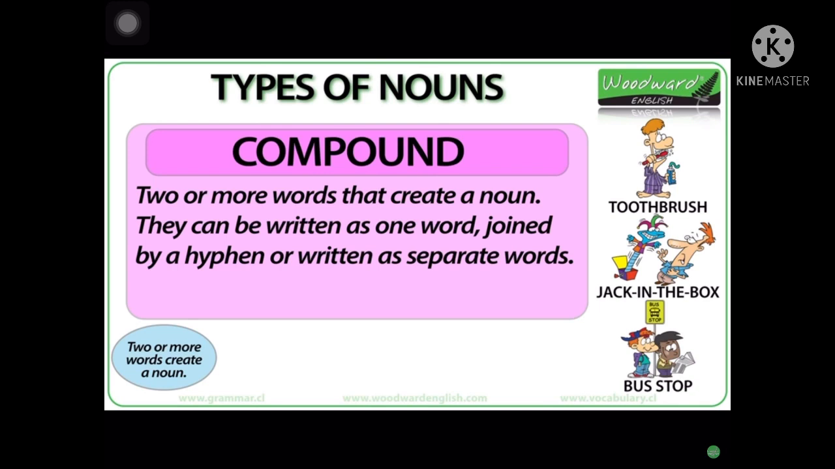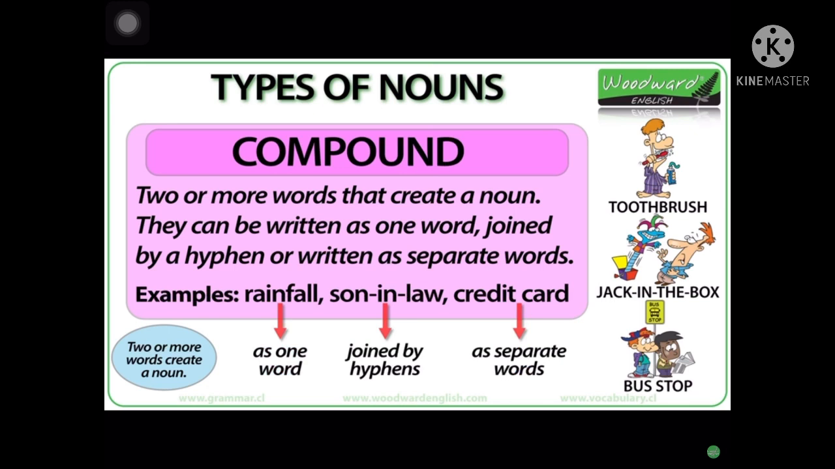You need to learn which way a compound noun is written, as in, are the words joined with a hyphen or written together or written separately, as each compound noun usually has only one form. Some examples of compound nouns are rainfall, which is written as one word, son-in-law, which is joined by hyphens, and credit card, which are separate words.